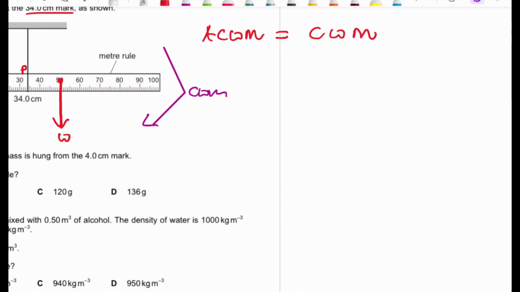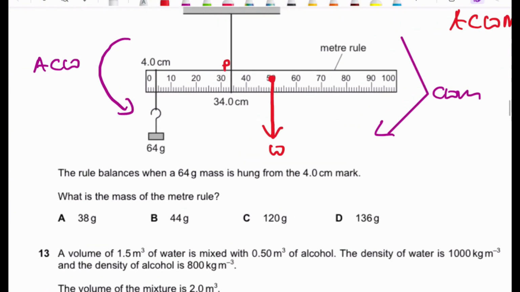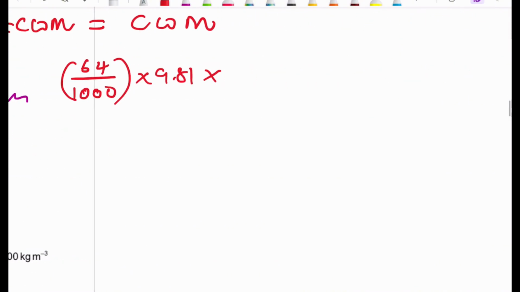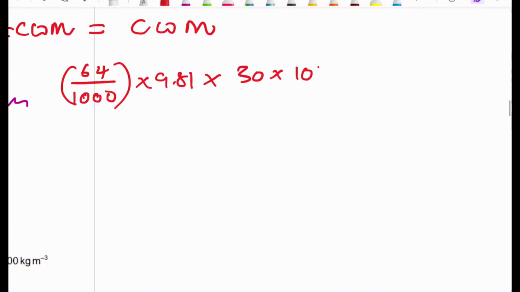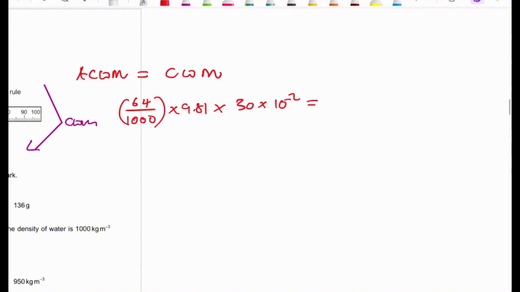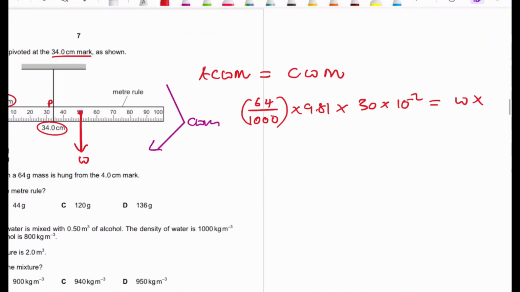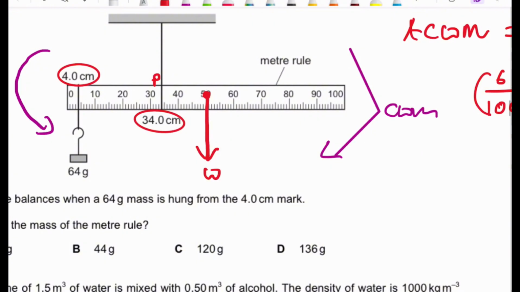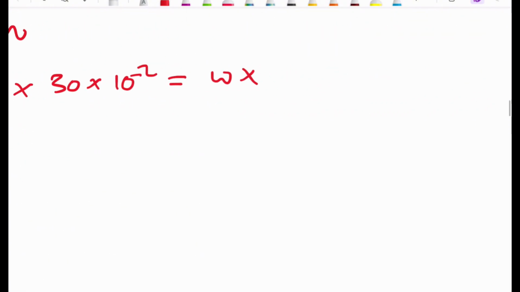But I need to convert it into a force, 64 divided by 1000 multiplied by 9.81. And I need the distance from the pivot. If it's 4 centimeters and that's 34, the difference is 30. So that's 30 multiplied by 10 to the power of -2. That should be equal to the weight that I don't know, multiplied by the distance, which is, since it's 50 and that's 34, the difference is 16. 16 times 10 to the power of -2.